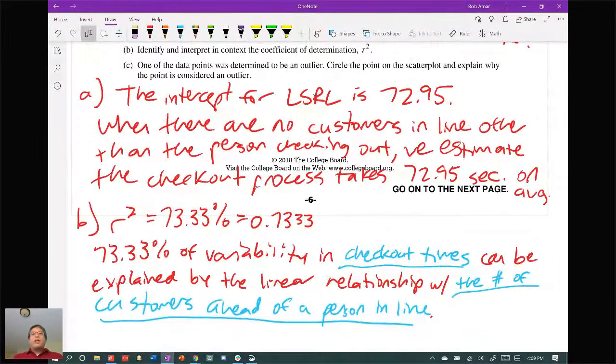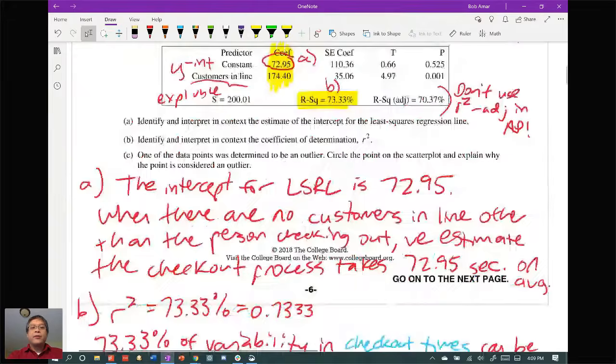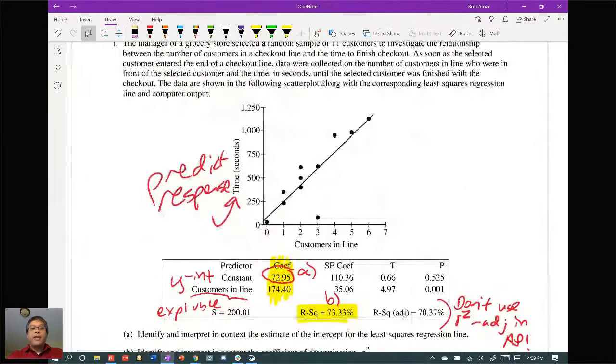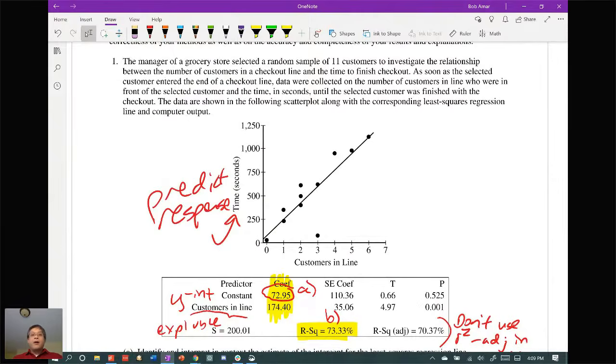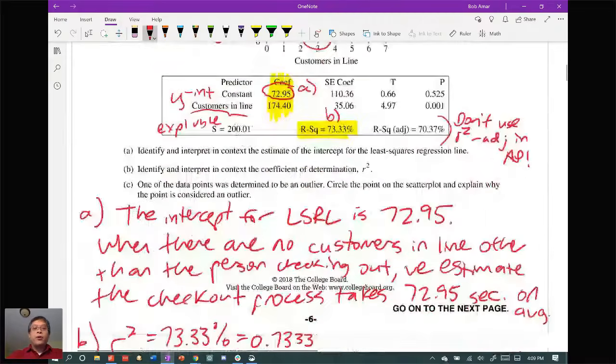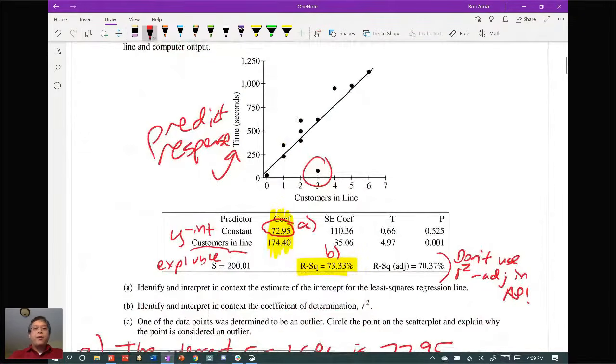Part C. One of the data points was determined to be an outlier. Circle that point on the scatter plot and explain why that point is considered an outlier. So let's go back to the scatter plot. Scatter plot is right here. An outlier, in this case, is something that doesn't follow the pattern of the data. So it says to just circle the point on the scatter plot and explain why it's an outlier. So I circled it. So that's something that I need to do.